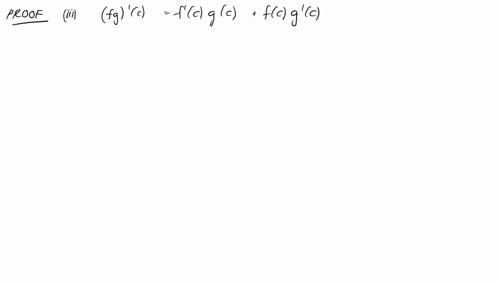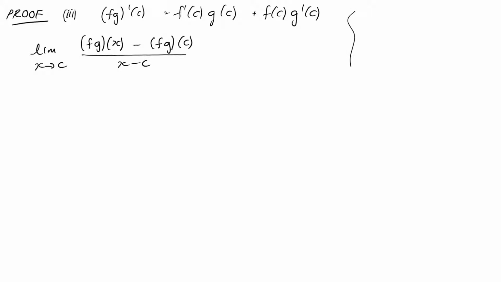Okay, so we want to calculate the derivative of the product of two differentiable functions. If we were to do this, we would write straight down the difference quotient that we're trying to achieve. So we're taking the limit as x tends to c of fg of x minus fg of c, all divided by x minus c.